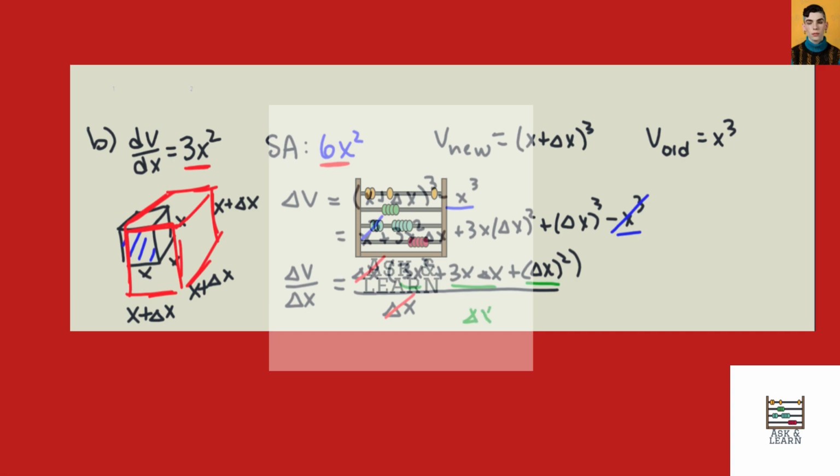So if delta x is small, then the second term is going to be very close to 0, and the third term is going to be very close to 0. And the rate of change of volume with respect to x is going to be approximately 3x squared.